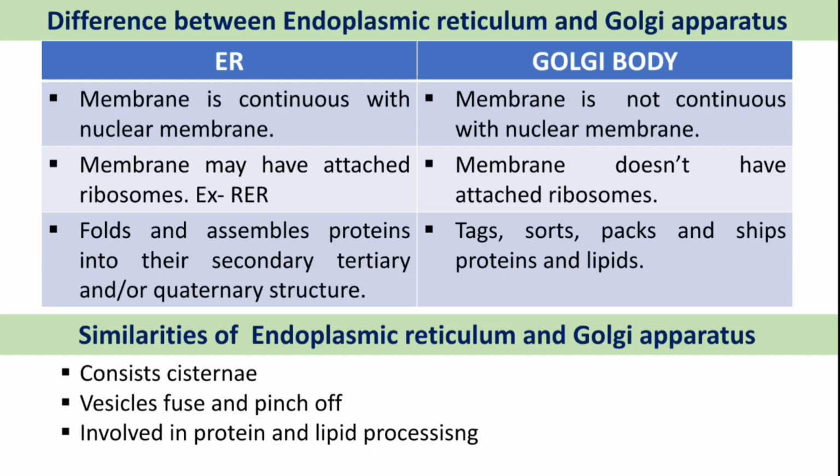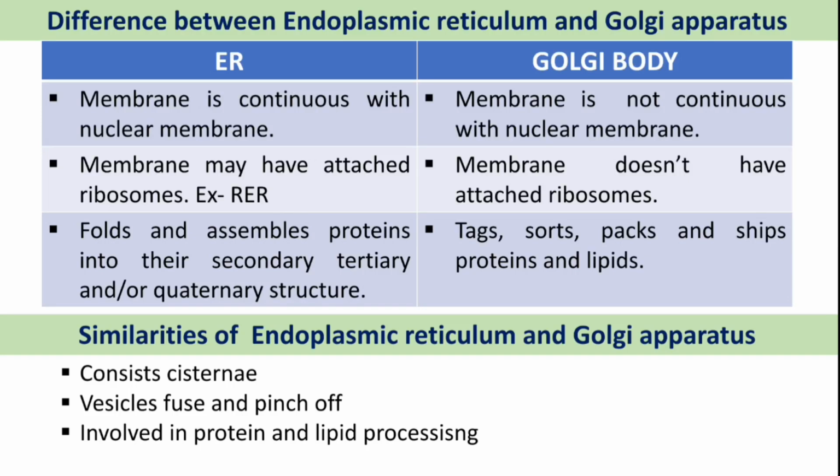The endoplasmic reticulum is continuous with the nuclear membrane, while the Golgi body is not continuous with the nuclear membrane. The membrane of the endoplasmic reticulum may have attached ribosomes. We have seen that the rough endoplasmic reticulum has ribosomes on its outer surface, while the Golgi body doesn't have any ribosomes. The endoplasmic reticulum folds and assembles proteins into their secondary, tertiary or quaternary structure, while the Golgi body tags, sorts, packs and serves proteins and lipids.